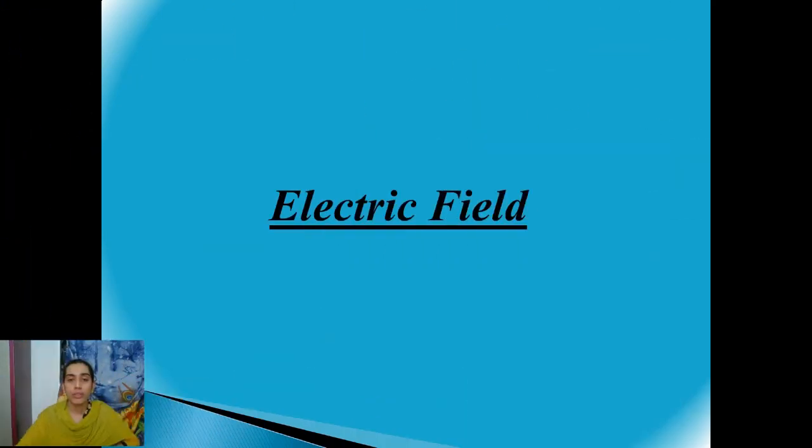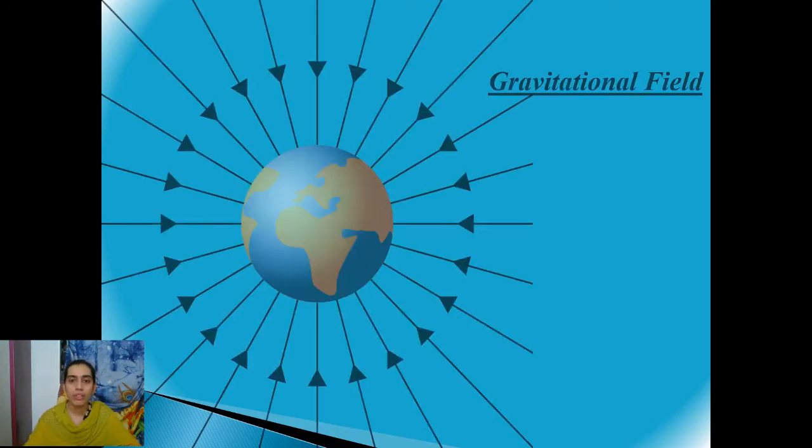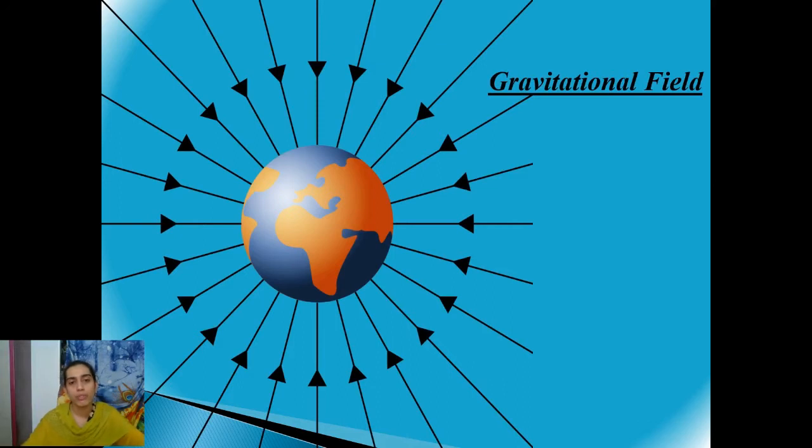Let's move on to a new concept, that is electric field, right? So to understand this, let's just recall a concept of first PU physics, that is gravitation. You have learned there about gravitational field, right? What was gravitational field? It is the region or space surrounding a mass body where you can experience the gravitational force. For example, here you can see Earth.